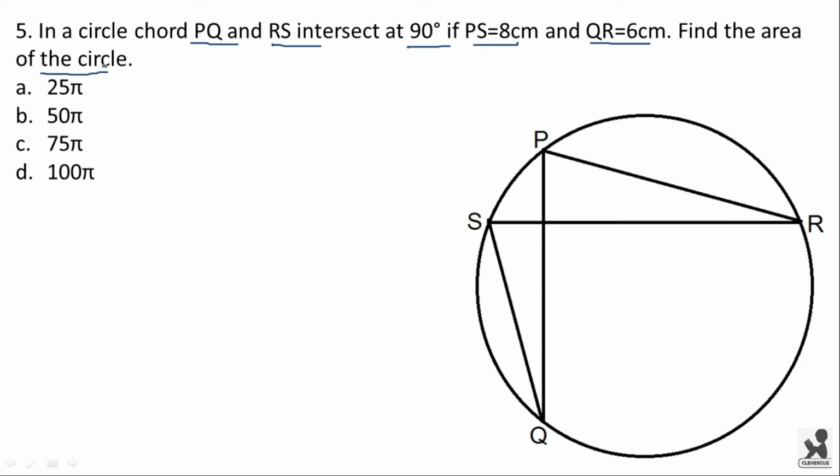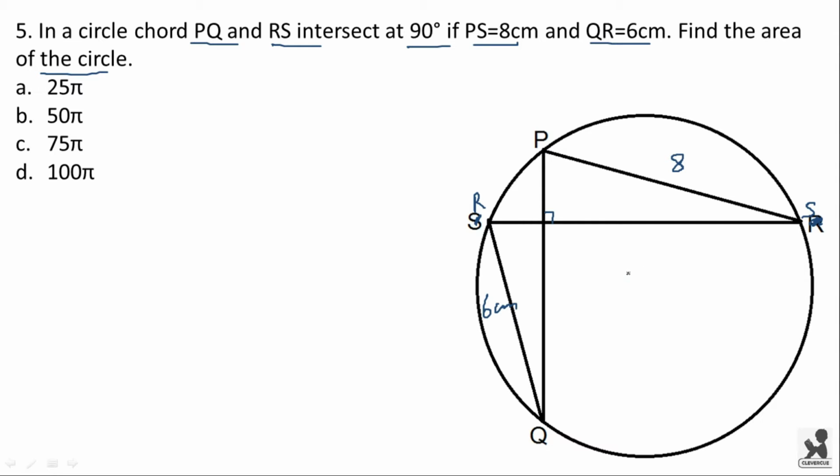So, this is the figure. We have to draw this. And here you can see that PQ is intersecting with RS at 90 degrees. This angle is 90 degrees. And it is given that this is point R and this is point S. Here PS is given 8 centimeters and QR is given 6 centimeters. Now we have to find the area of the circle.